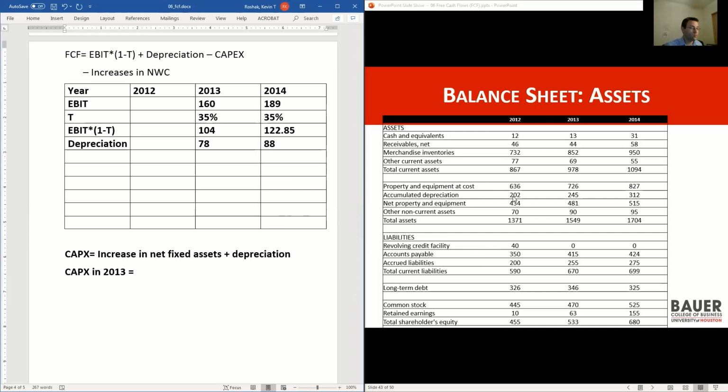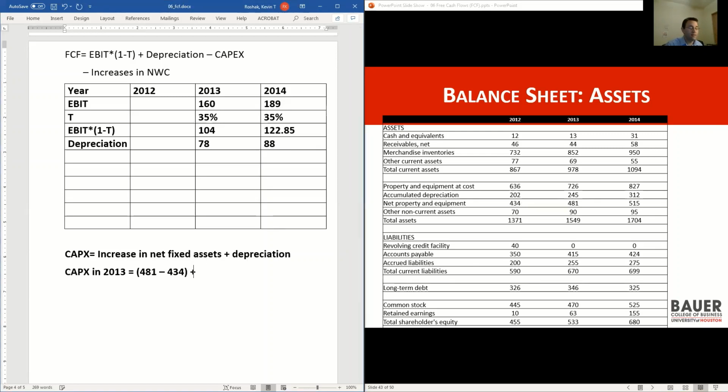So in 2012, we had 434 worth of stuff. And in 2013, we had 481 worth of stuff. So the change is going to be 481 minus 434. From 2012 to 2013, it ended at 481. It began at 434. So there was an increase there of about 47.